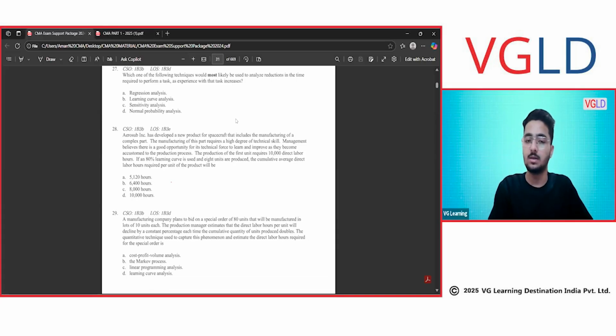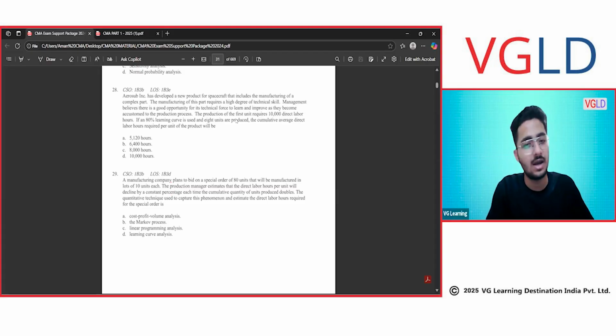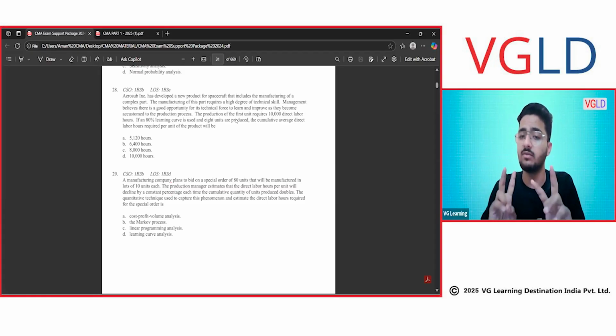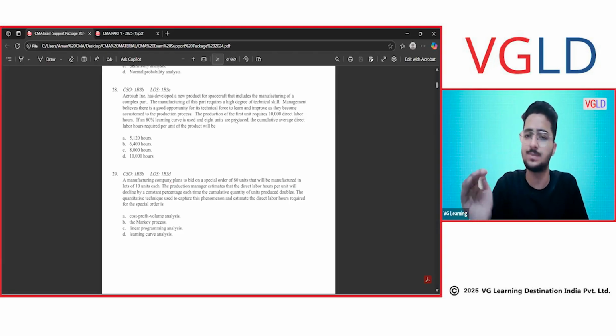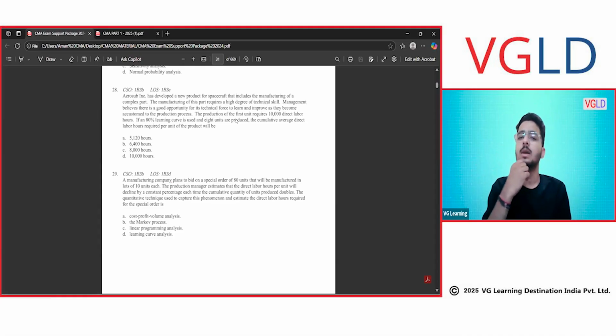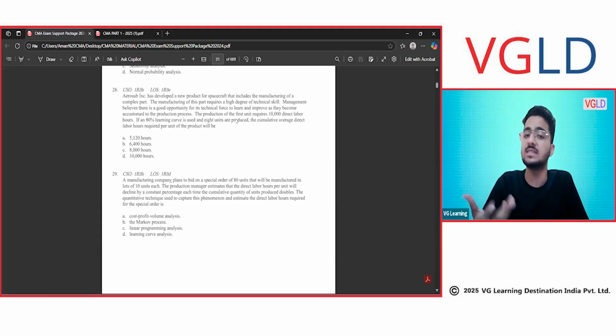Okay. So question 28 is a nice question. We'll do this question twice, by both methods. Aerosub Incorporation has developed a new product for spacecraft that includes the manufacturing of a complex part. The manufacturing of this part requires a high degree of technical skill. Management believes that there is a good opportunity for this technical force to learn and improve as they become accustomed to the production process. Okay, they will learn and they will improve.